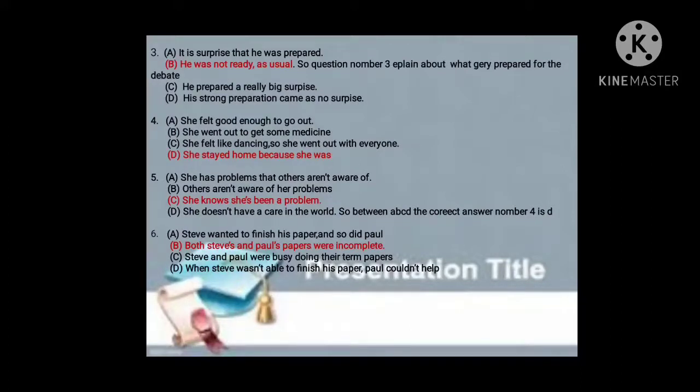Number 6. Did your friends finish the term paper for history class? Steve wasn't able to finish it, and Paul wasn't either. What does the woman mean?